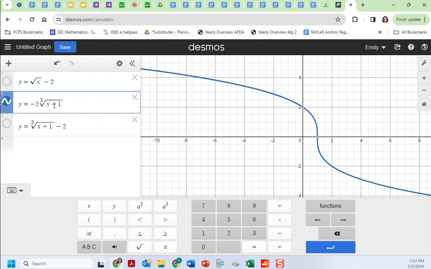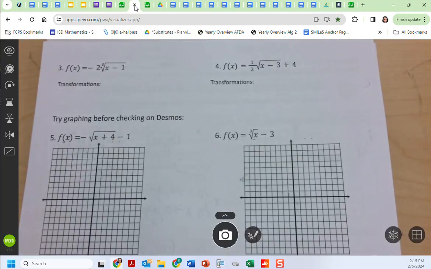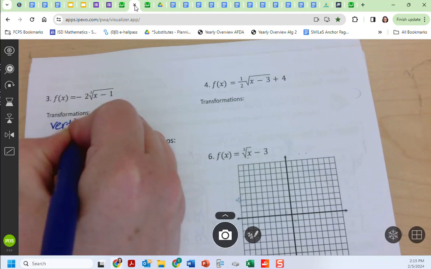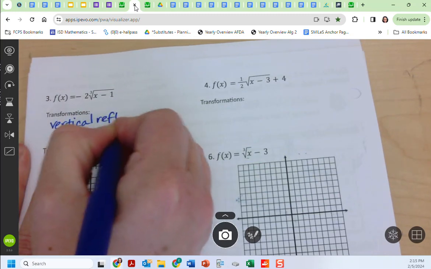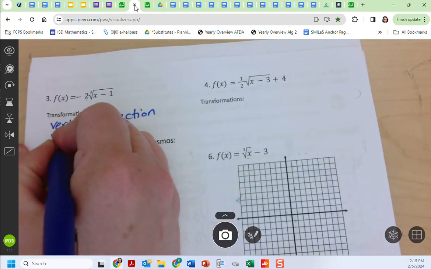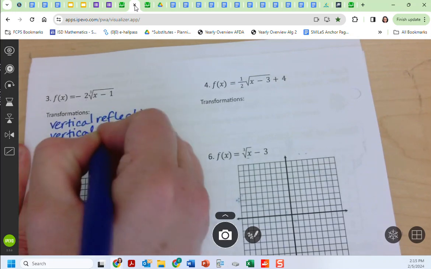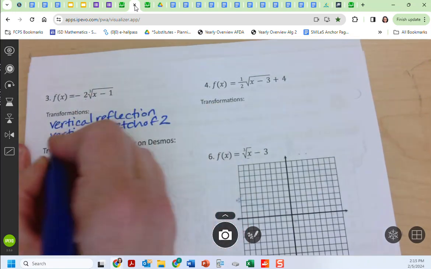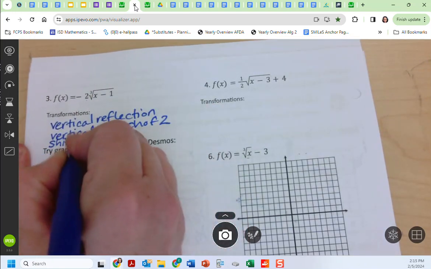So the negative reflects your graph, the minus 1 shifted it right 1, and then the 2 does the same thing that the 3 did in the last graph, which is that it vertically stretches it by 2. Let's try to get those words on the page here, okay? All right, we said the negative is a reflection, and I'm going to say specifically it's a vertical reflection. The 2 is a vertical stretch of 2. And the minus 1 shifted your graph right 1.